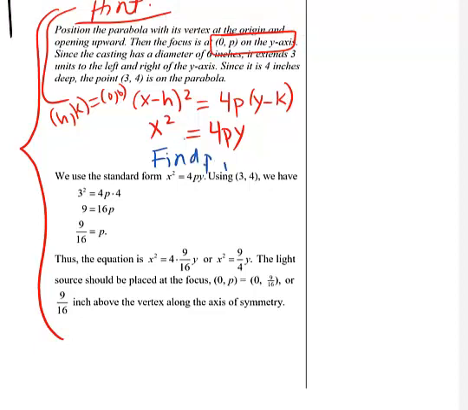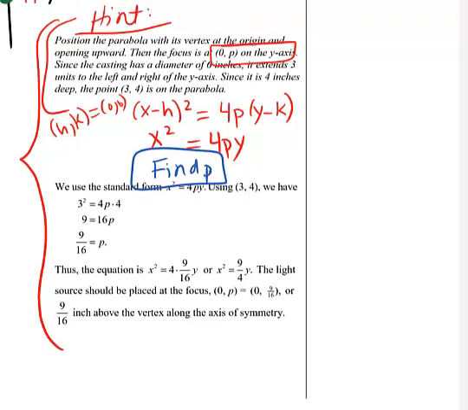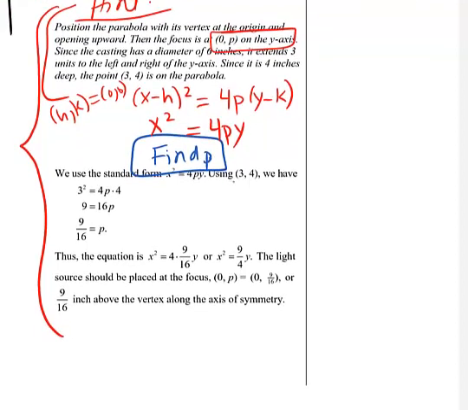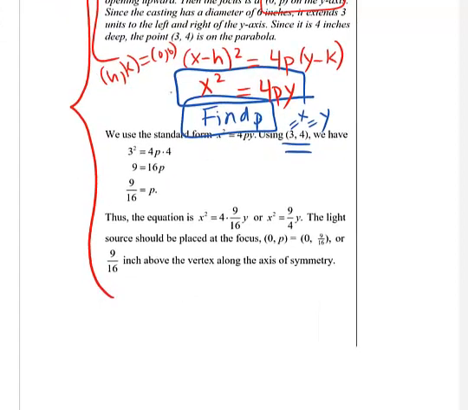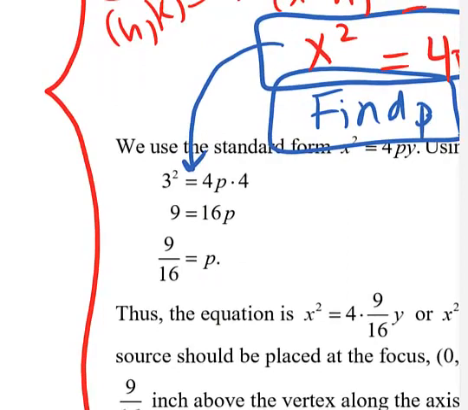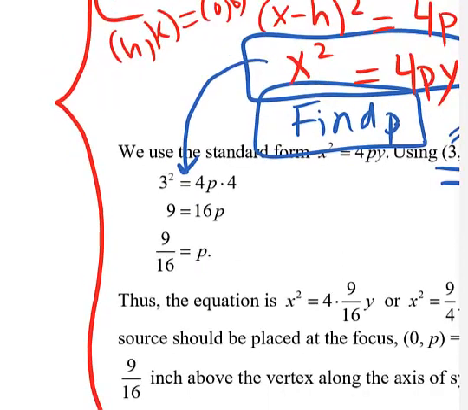Find p. Okay, and the only way to do that is to use that information that the point 3, 4 is on that thing. So I guess the idea is, if the point 3, 4 is on the parabola, then I should be able to replace 3 for x and 4 for y. And then p will be the only thing we don't know. So that's the idea. I'm going to replace x with 3, so there it is. X squared equals 3 squared, okay, and then equals 4p times 4, that was y.